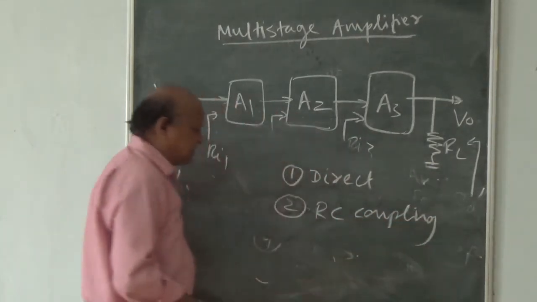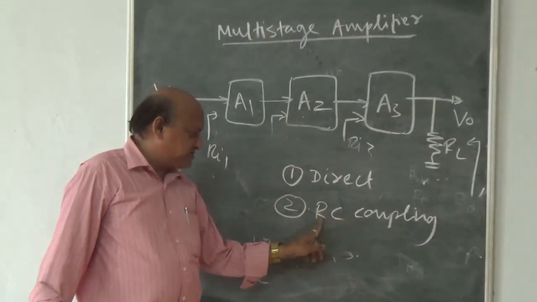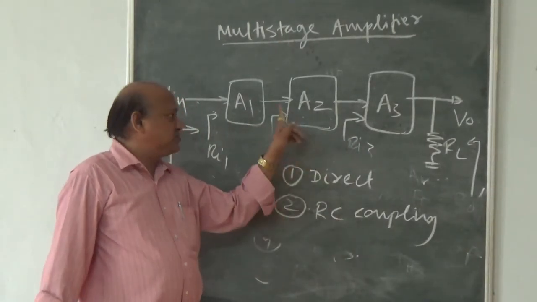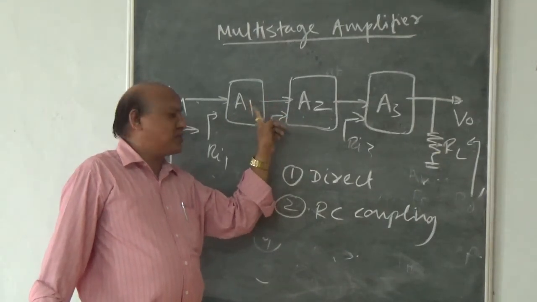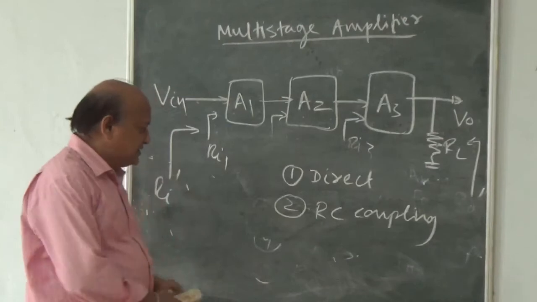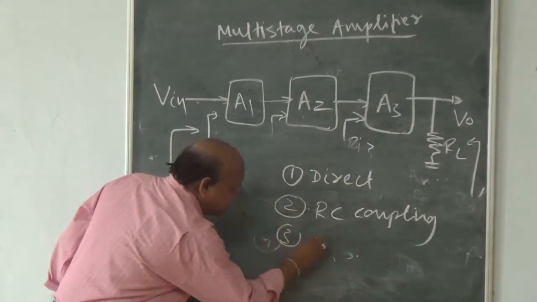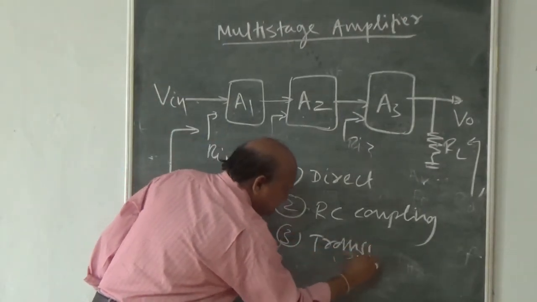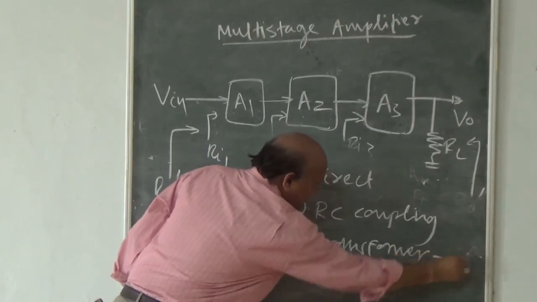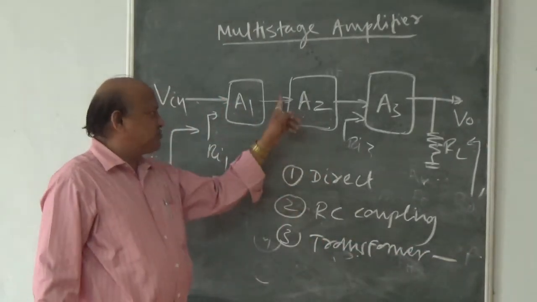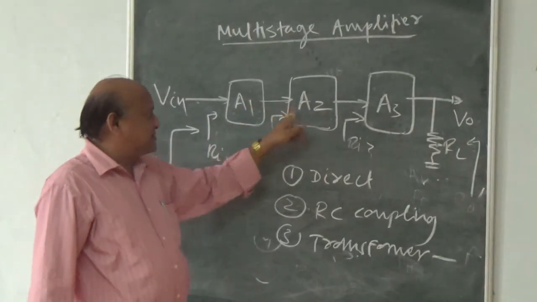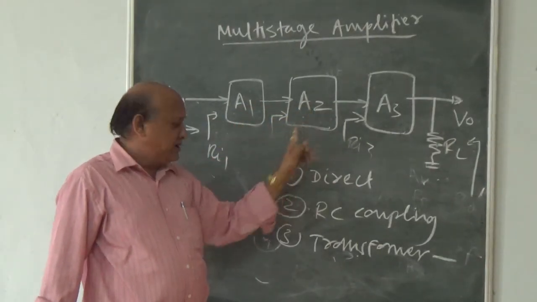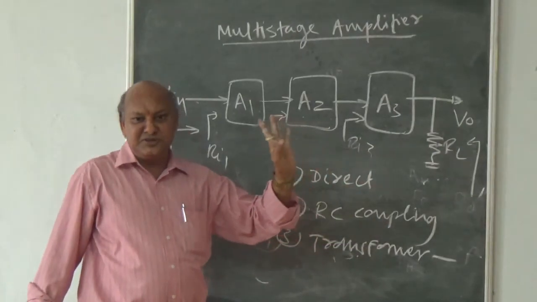RC means resistor and capacitor coupling. We will use one resistor and one capacitor connected between the output of the first stage and the input of the second stage. And the third one is transformer coupling. So a transformer is used, the primary of the transformer is connected to the input side and the secondary of the transformer is connected to the output side. So this transformer coupling is used.